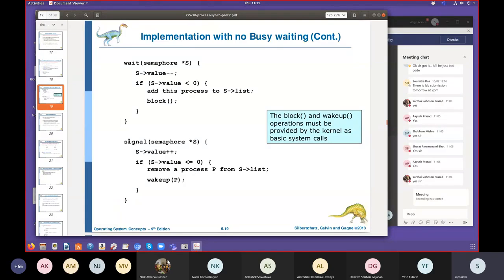Okay. Similarly, for signal, the process calling signal will increase the semaphore value by 1. And if the value is less than or equal to 0, then one process from the list of waiting processes will be woken up. That means it will be placed in the ready queue, because this process was waiting for the semaphore. Now the semaphore value has increased by 1, so at least one process should be given the lock. So this is a special kind of lock where you can think that there are many instances of the lock, and as long as one process gets one instance of the lock, it is sufficient.